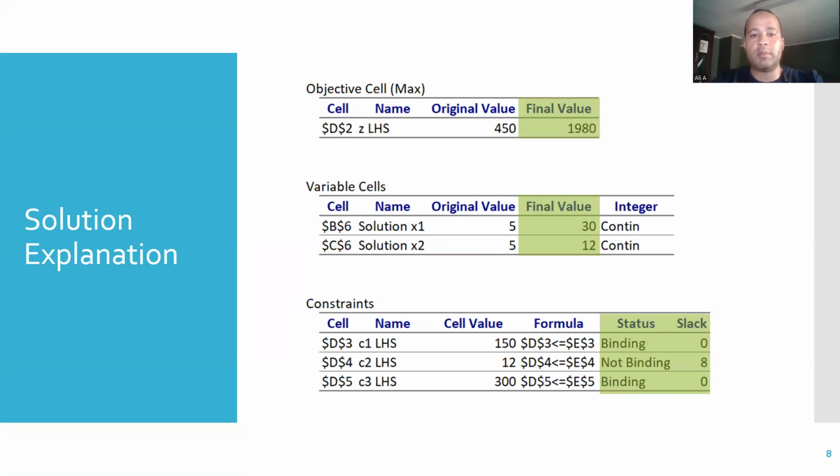The solution can thus be found with an optimal profit of 1980, with the values of x1 and x2 in the second table of 30 units and 12 units, of Disk Pro and Portable. And we can see from the non-binding constraints that we have a surplus of 8 screens, which can be carried on to the next planning schedule.